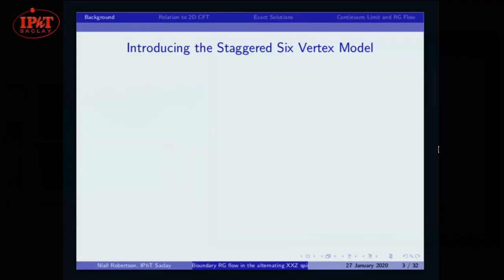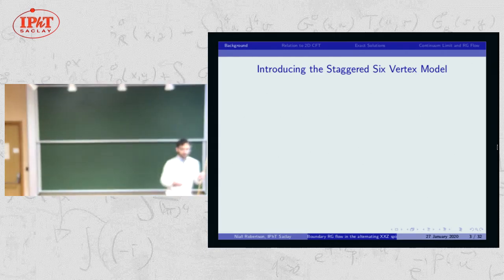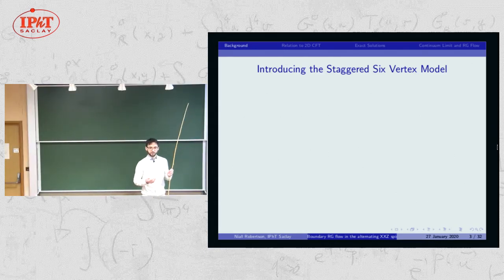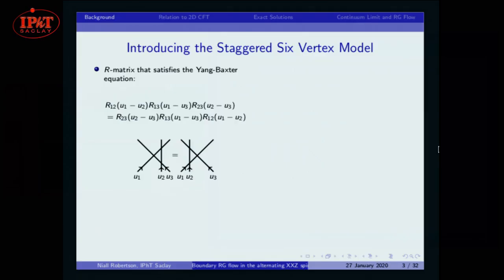Okay, so I should say at the beginning that I'm going to use interchangeably the phrases staggered six vertex model and alternating XXZ spin chain. The difference between those two phrases is that this is the name I will give it when we're referring to the model in its formulation as a two-dimensional classical statistical model. And then the alternating XXZ spin chain is the name we give it when we formulate it as a 1 plus 1D quantum model evolving in time. So, as always with these models that are integrable, we're looking for an R matrix that satisfies the Yang-Baxter equation.